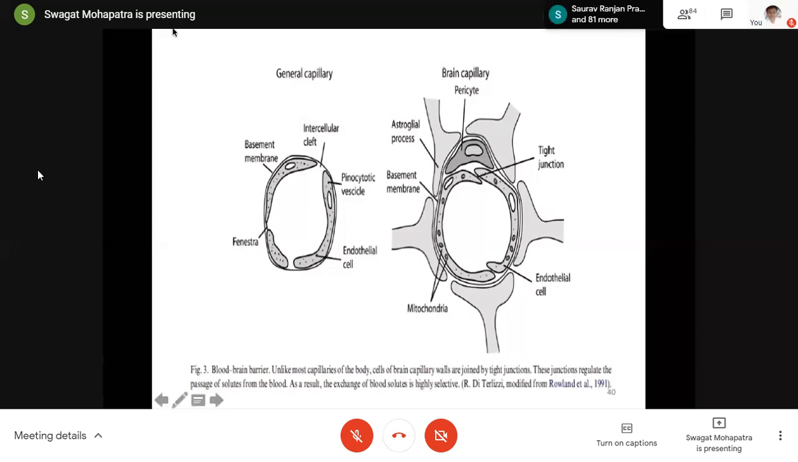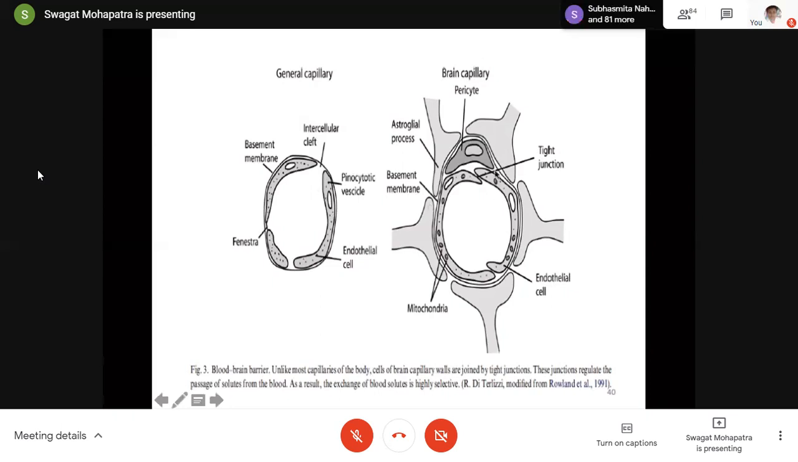And in the left panel, you can see a general capillary. You can see these are the endothelial cells, and in between the endothelial cells, we have certain intercellular clefts. This is the basement membrane, and also we can have certain fenestrations, as we saw in case of capillaries of the kidneys or the glomerular capillaries. In case of the choroid plexus, we had fenestrations. So this is the structure of a general capillary.